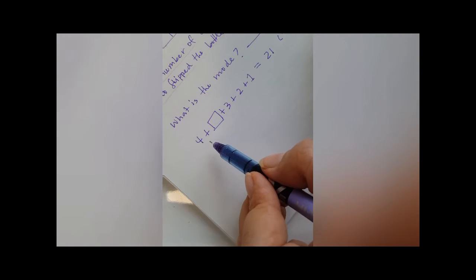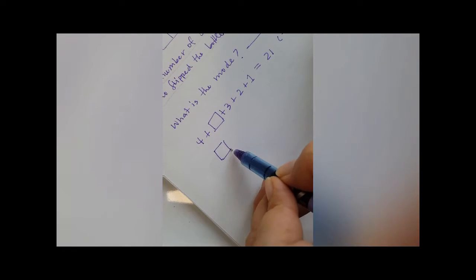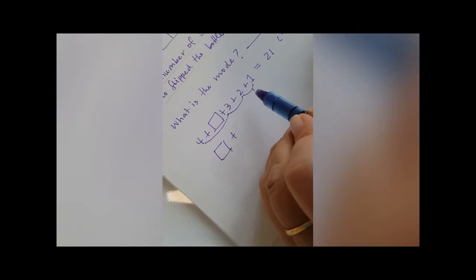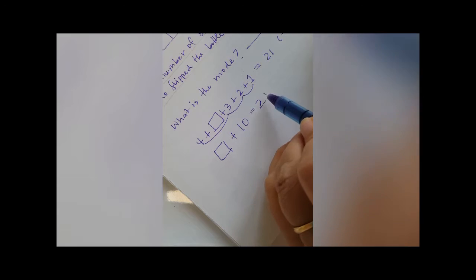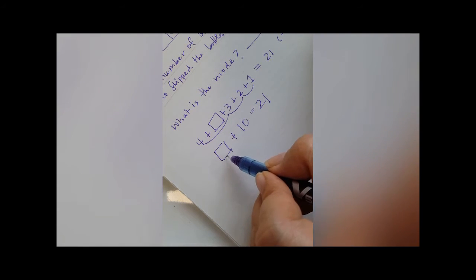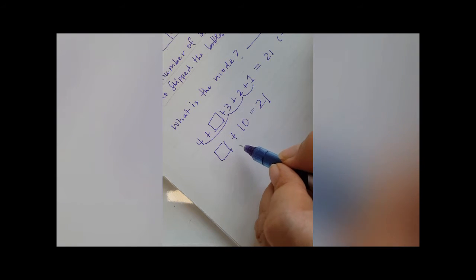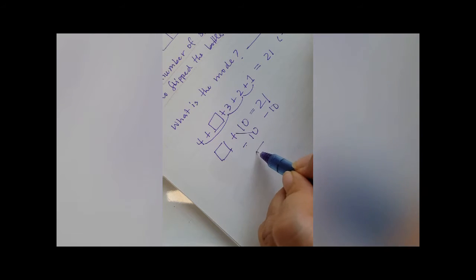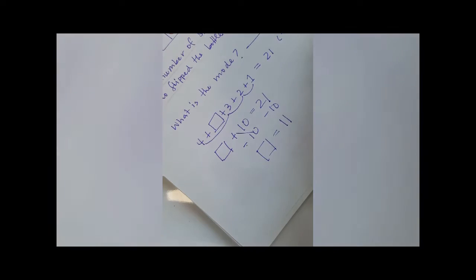So let's do a little algebra. We have the unknown, plus 4 plus 3 is 7, plus 2 is 9, plus 1 is 10, equals 21. So isolate the variable, okay? Let's leave that one there. Minus 10, minus 10. So our unknown is equal to 11.